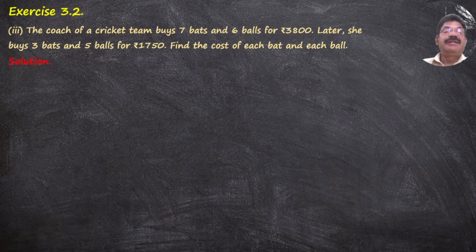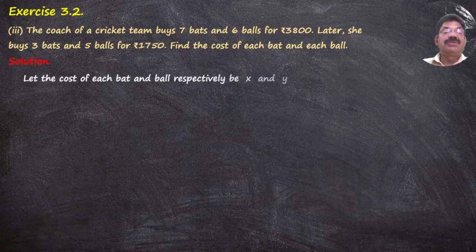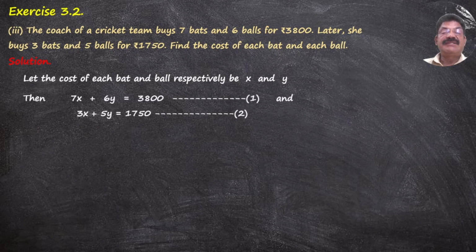Next problem. The coach of a cricket team buys 7 bats and 6 balls for rupees 3,800. Later, she buys 3 bats and 5 balls for rupees 1,750. Find the cost of each bat and each ball. So what we do? We take x is the cost of a bat and y is the cost of a ball. Now we form the linear equations.